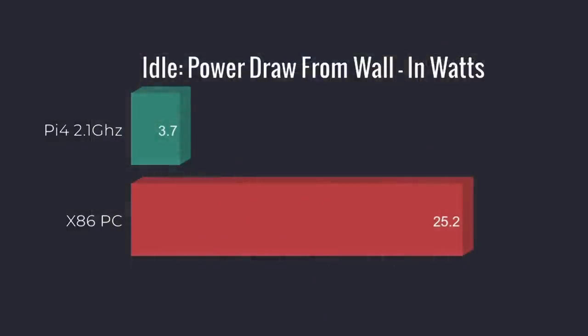The final thing I wanted to test here was power consumption. Now, obviously the Raspberry Pi 4 is definitely going to have this x86 PC beat out, but it's actually by quite a bit. As you can see, we have the Raspberry Pi 4 on top, overclocked to 2.1 GHz, and it's idling around 3.7 watts. And when we take a look at the i3 PC we have, it's idling around 25.2 watts.